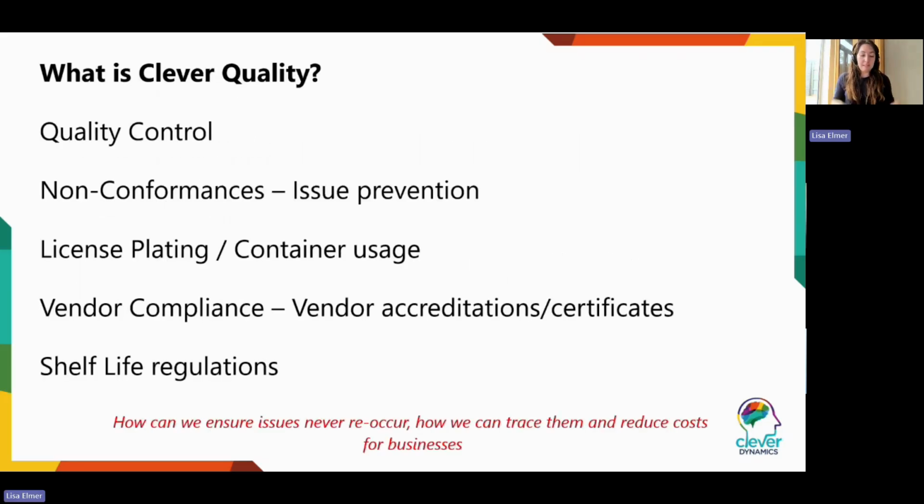Okay, so first things first, what is our Clever Quality product? I break this down into 5 core pillars as to how we can utilize it. First and foremost is quality control. If anybody's wanting to use some kind of quality product, they want to be able to do quality tests, do quality checks, record results for anything that they're doing as a business, and obviously have visibility of what they've done within there as well. So that's the main part of Clever Quality.